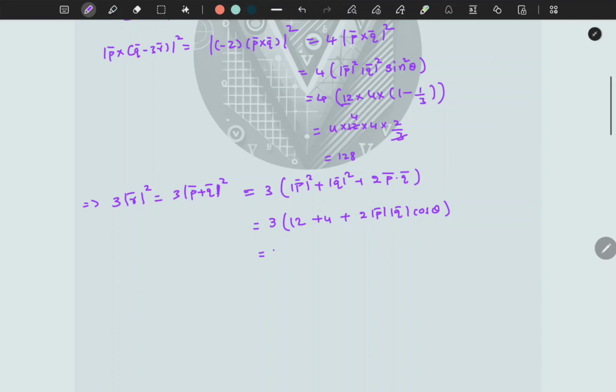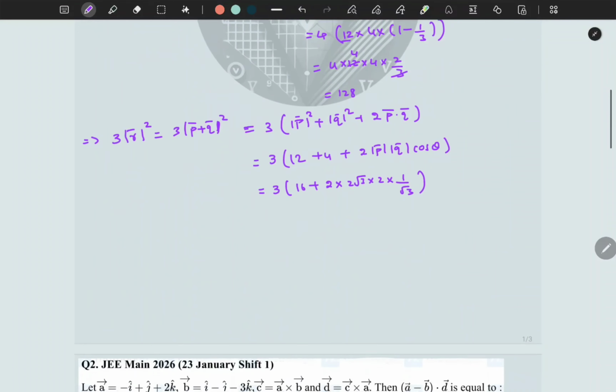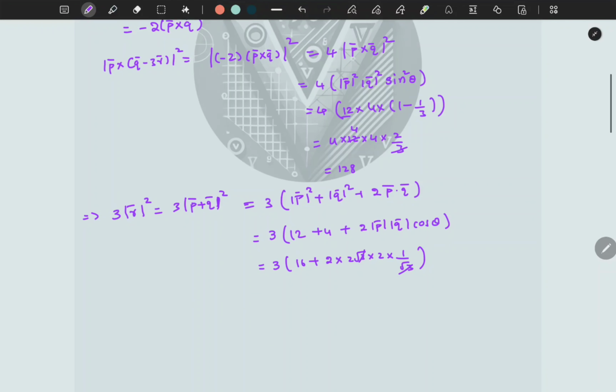Cos theta is 1 by root 3. Perfect. We can write 3 times 12 plus 4 is 16. Magnitude of P is anyways 2 root 3. Magnitude of Q is 2 and cos theta is 1 by root 3, if I remember. Right? Yeah. Cos theta is 1 by root 3. So what do we get? This and this get cancelled.